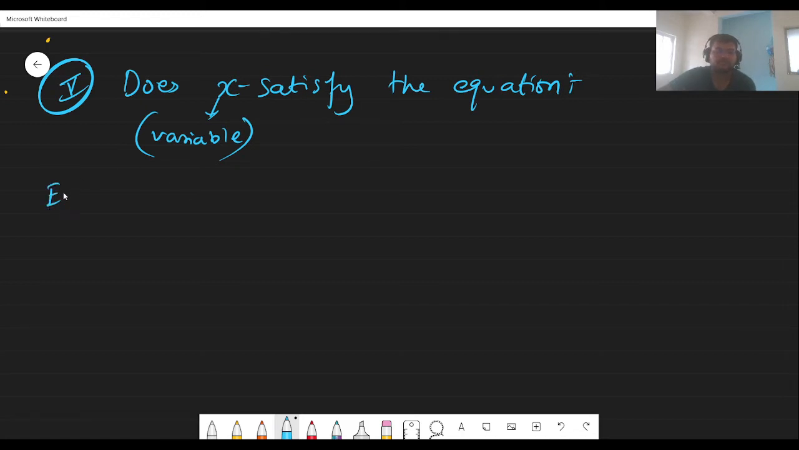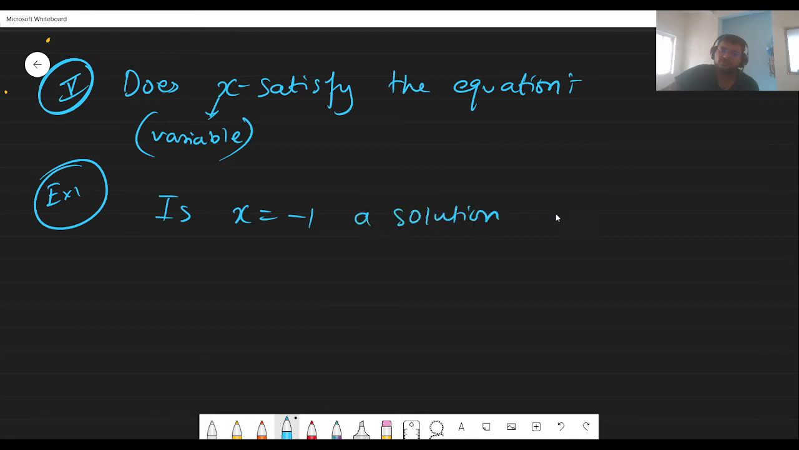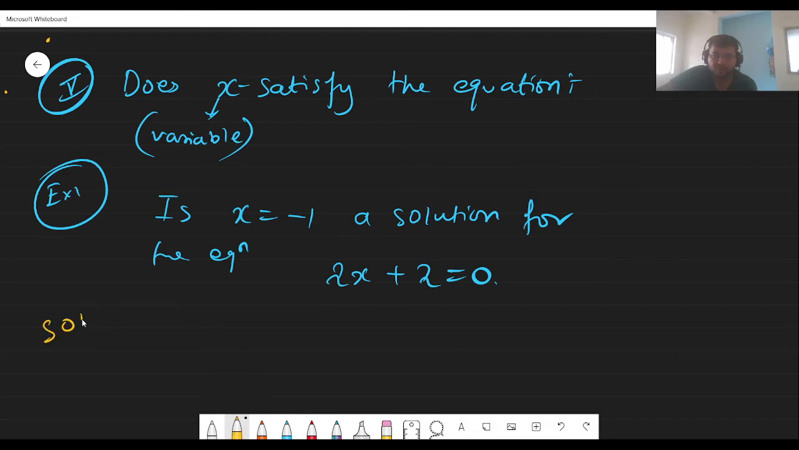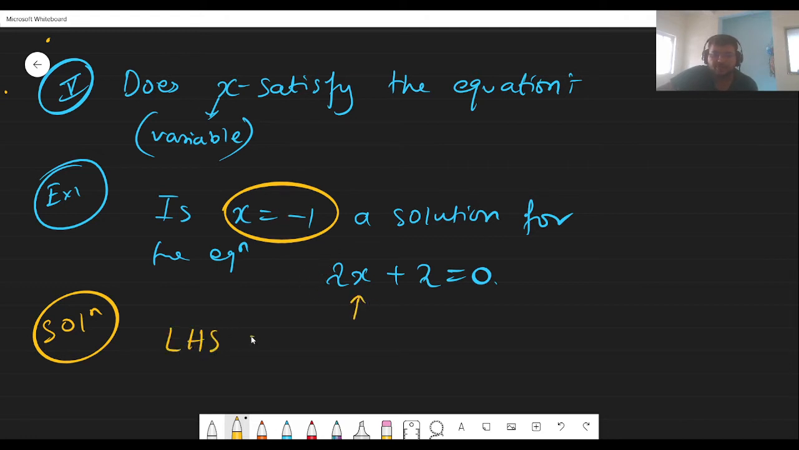We'll start with the first example. The question is: is x equals -1 a solution for the equation 2x plus 2 equals 0? What you have to do is substitute the given value instead of x, and see if the left hand side is equal to the right hand side. Then the equation is satisfied.